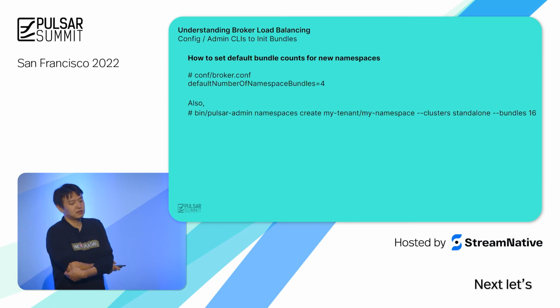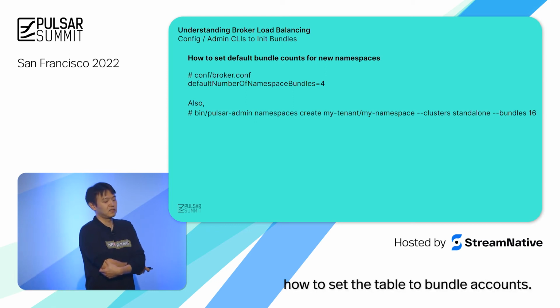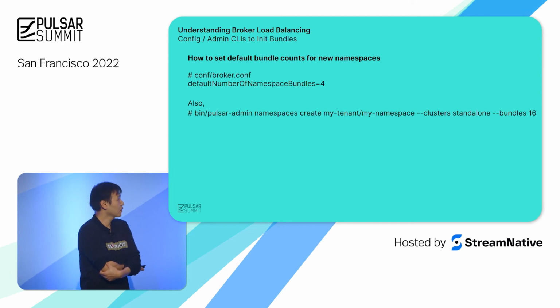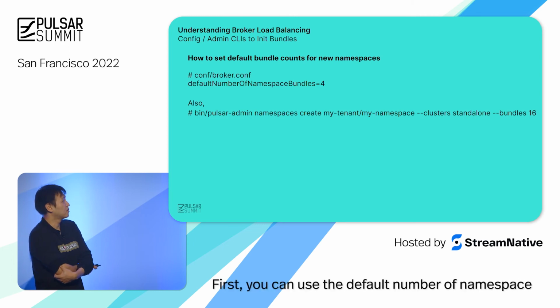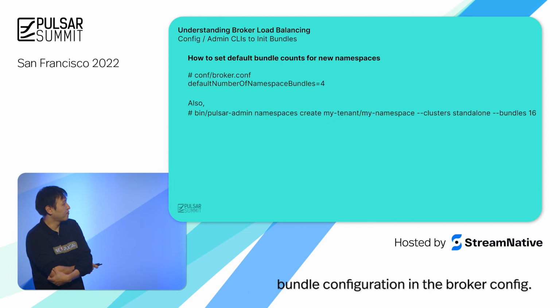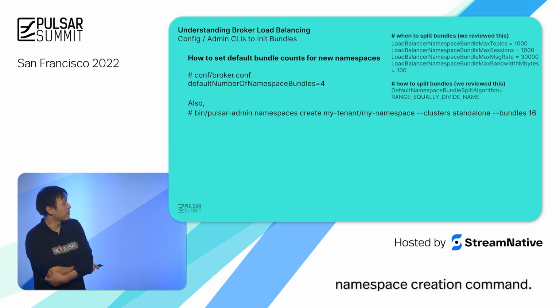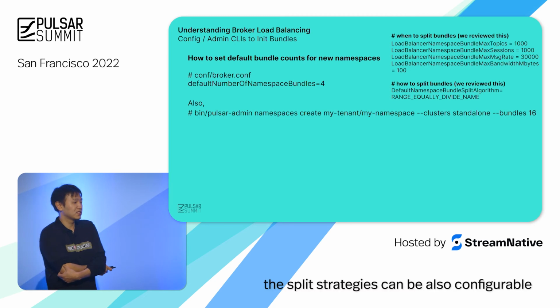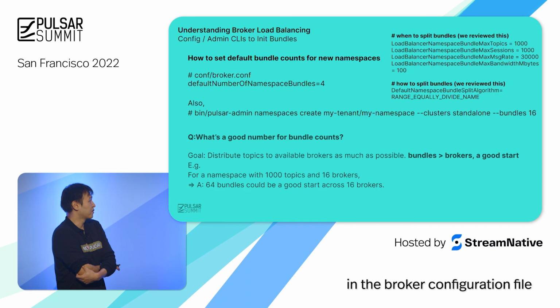Next, let's take some examples of the configurations, how to set the default bundle counts. There are two ways to configure the initial number of bundles. First, we can use the default number of namespace bundle configuration in the broker config. Also, we can pass the specific bundle count in the namespace creation command. Remember that the split strategies can also be configured in the broker configuration file.